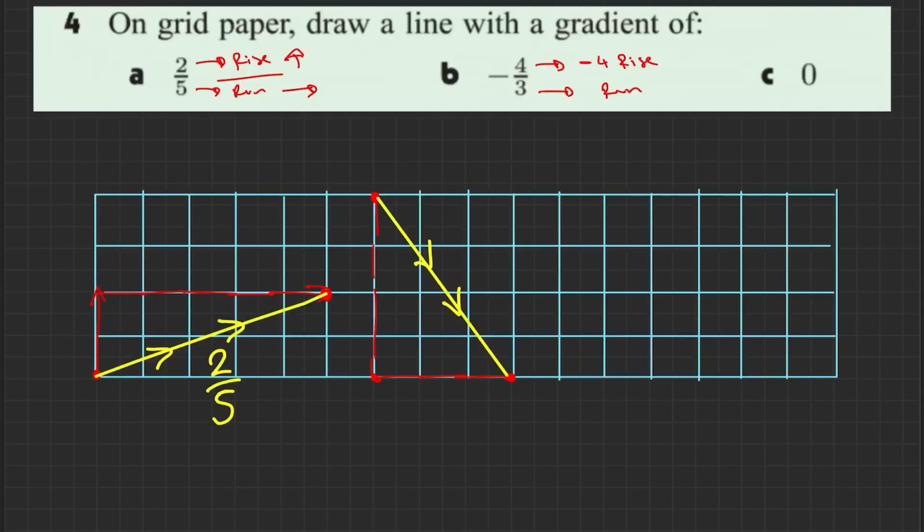So a 0 gradient is a flat line. So any flat line here like this, rise over run. It doesn't matter what the run is. Run could be 4 as long as the rise is 0. So this is our flat line. It has a gradient of 0. We have our lovely gradient of 0 here, and we have a gradient of -4/3 here.